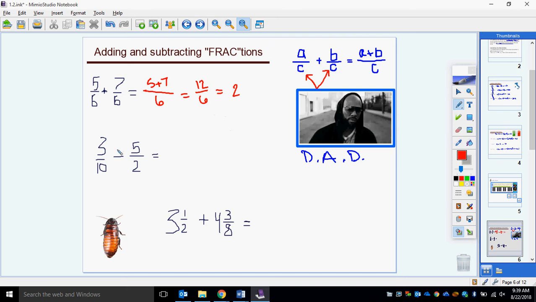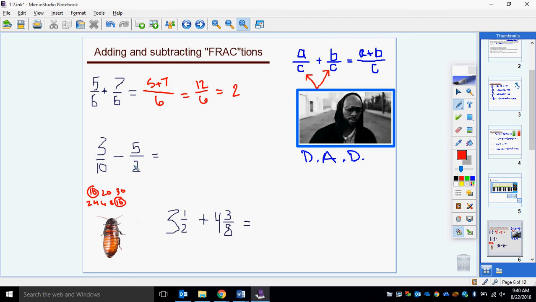What happens though when they don't have common denominators? So I have a 10 and a 2. I need to find a common denominator, which means that I need to find the least common multiple between 10 and 2. And if you're unsure, you can list the multiples. So the multiples of 10 would go 10, 20, 30. Multiples of 2 would be 2, 4, 6, 8, 10. Oh, I found one they have in common, and it's 10.